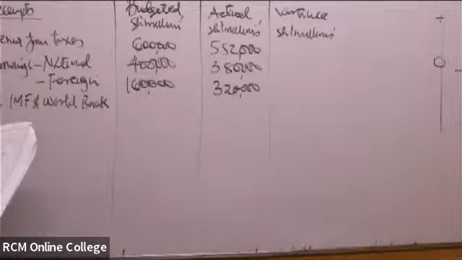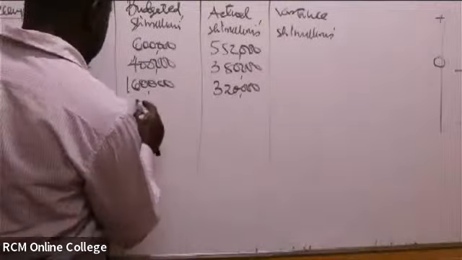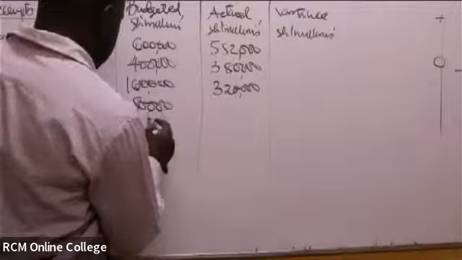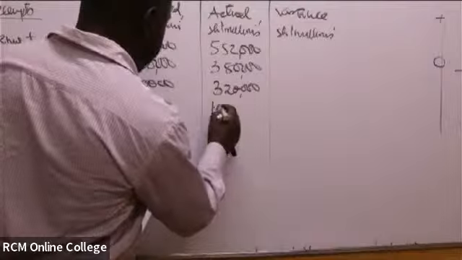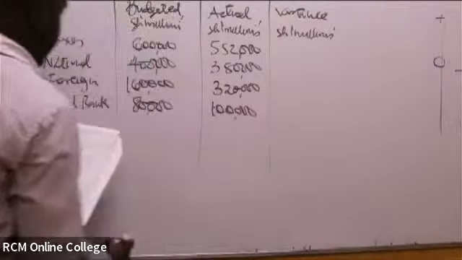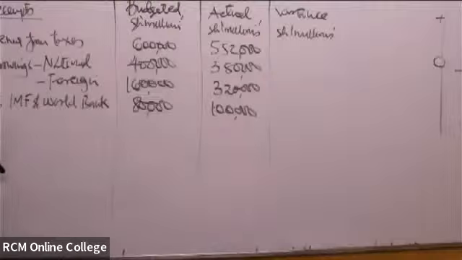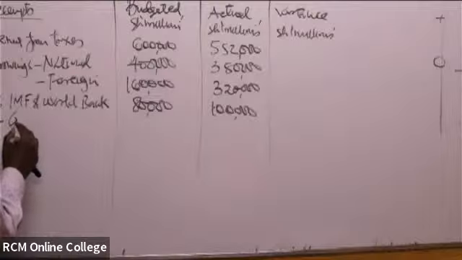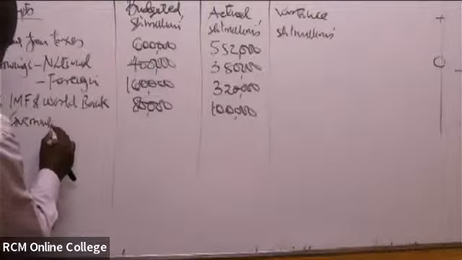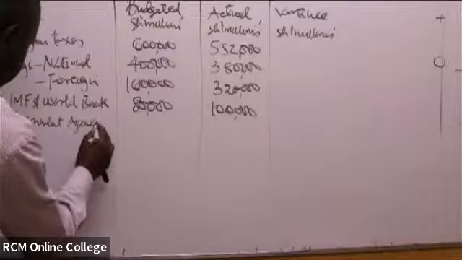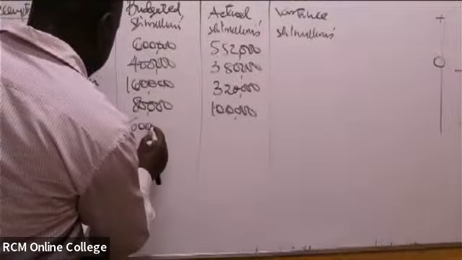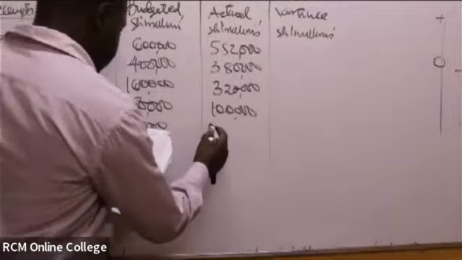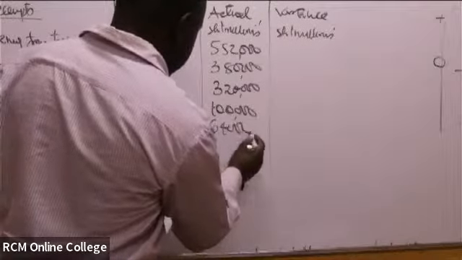So grants from IMF and World Bank. They were anticipating they'll be able to get 80,000, but they only got in this case 100,000. Then you have in this case other government agencies. From other government agencies, for example, if they collect revenue, they had budgeted that they'll end up getting 60 billion, but they ended up getting in this case 64 billion.